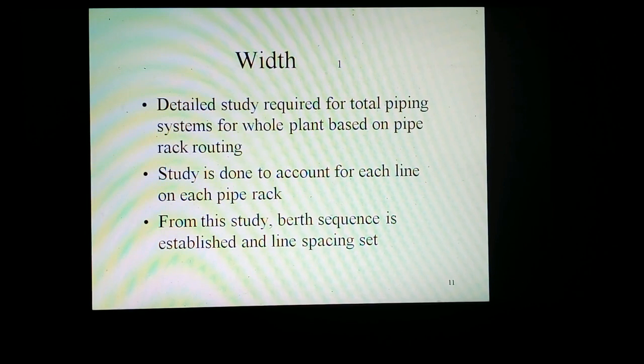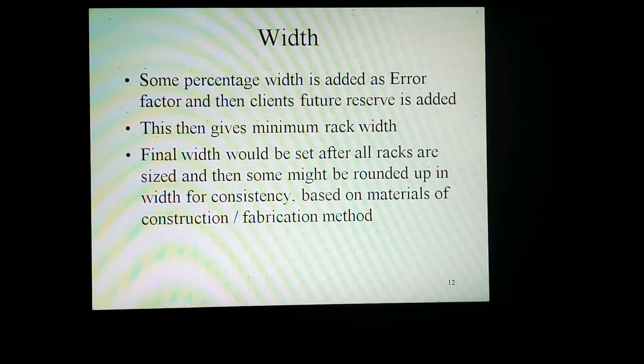Width. This requires a detailed study of the total piping systems for the whole plant based on pipe rack routing. In the past, a study called the transposition was done to, as best you could, account for each line on each pipe rack. From this study, a berth sequence was established and the line spacing set. A percentage was added as an error factor and then the client's future reserve was added. This then constituted the minimum rack width.